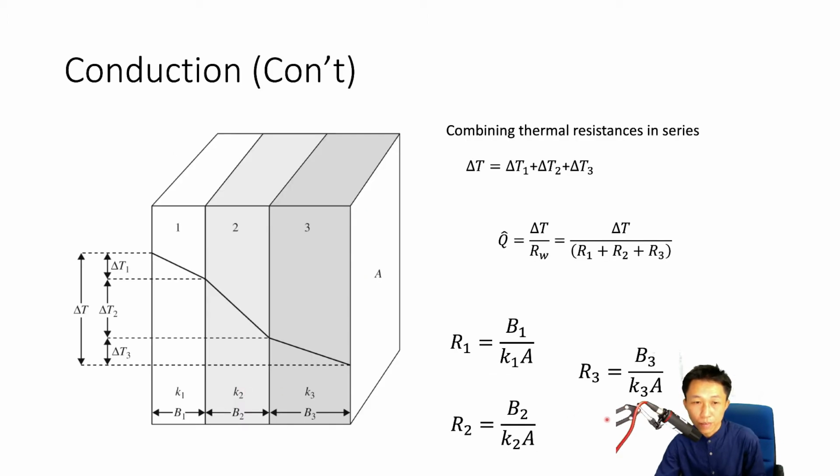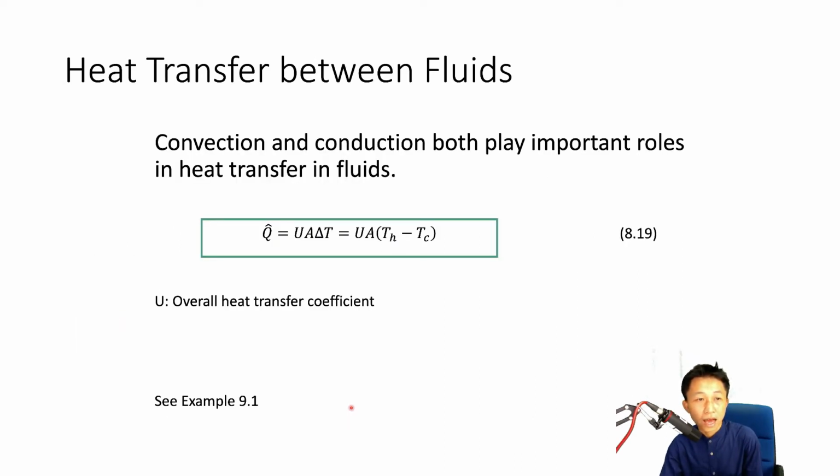Different kinds of metal have different conductivity. And then B is the distance. A is the area, the total surface area for the heat transfer. This is how we use conduction. And normally, with different fluids, we use this kind of thing for calculation.